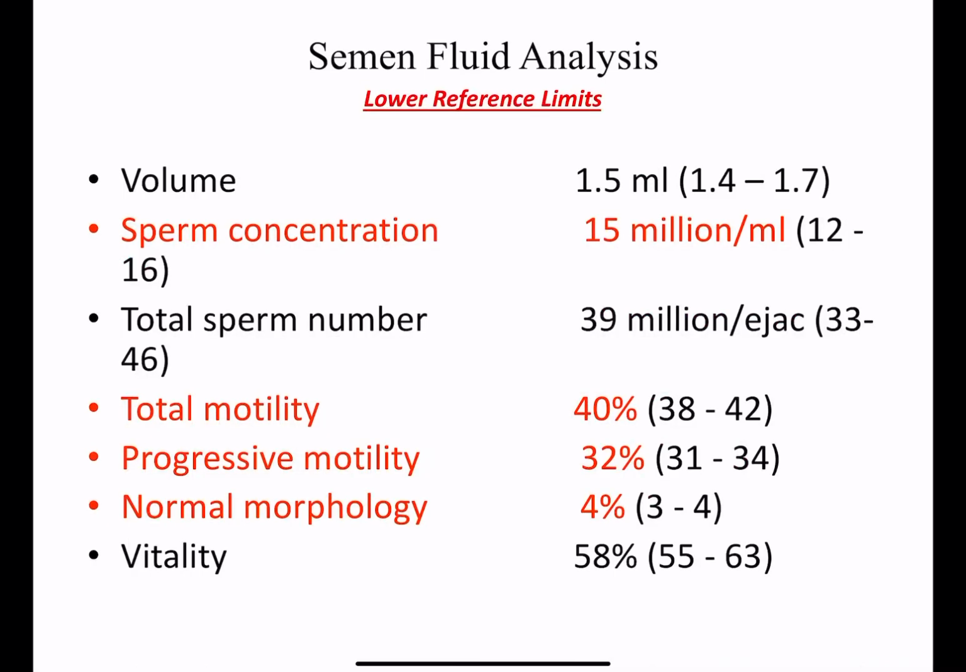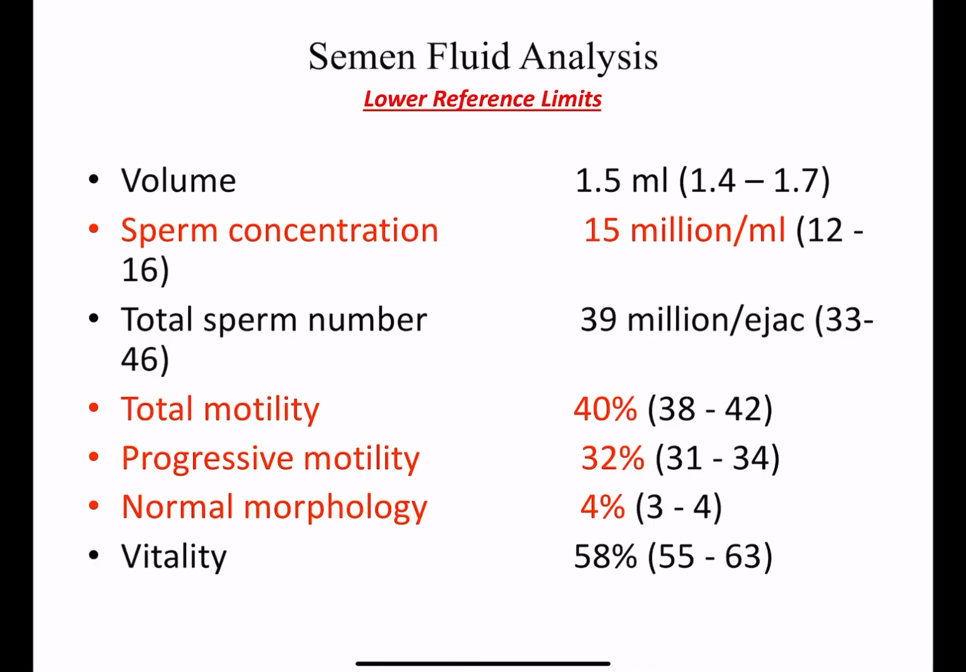For the semen fluid analysis, we ask the patient to abstain from intercourse for not less than 2 days and not more than 7 days. So between 2 to 7 days should be abstinence. We ask the patient to collect the sample at the laboratory if possible and send it immediately to be examined. And we should also tell the patient that the first part of the ejaculate is the richest in sperm.